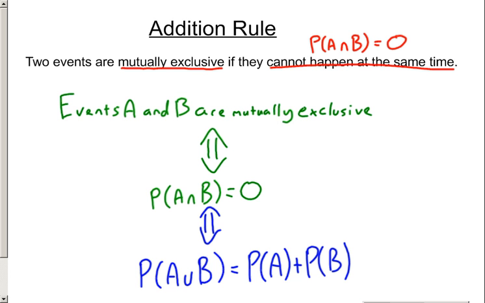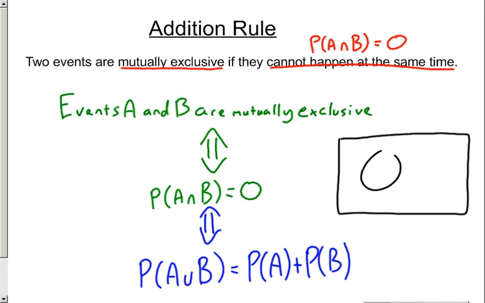So if they are mutually exclusive, the probability of one or the other is just the sum of the two events, the probability of each of the events independently. And as a Venn diagram, mutually exclusive events look like this. A and B, they have no intersection at all, so the two circles that represent the sets are completely separated. So that's the addition rule for probabilities for two events.